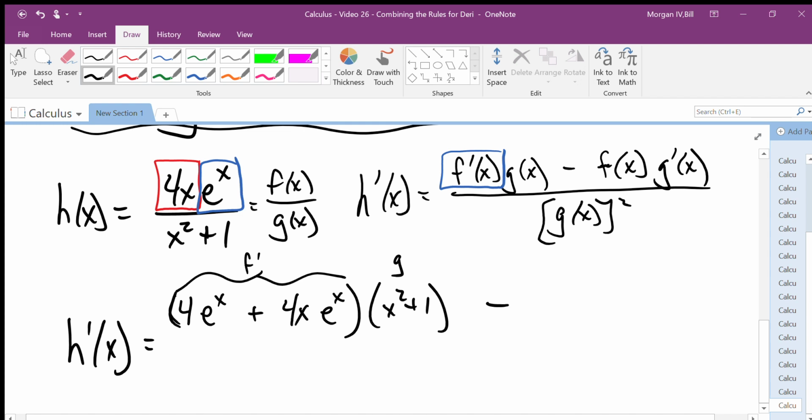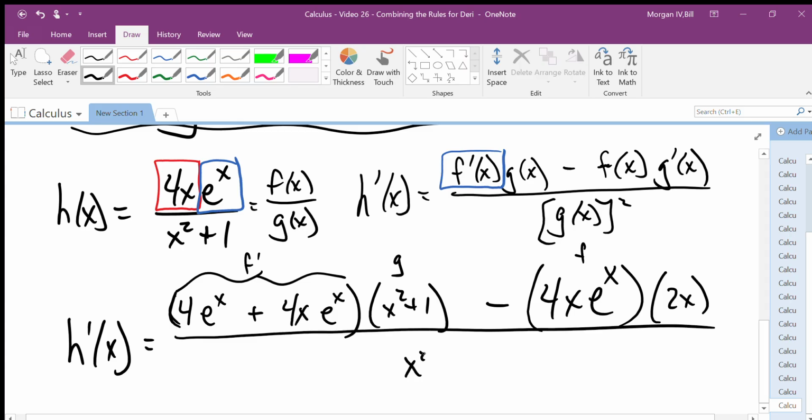Minus, now we're going to leave the f function itself. We don't have to do product rule because we're not multiplying. We're not actually taking the derivative of the f of x. We're just having f of x itself, times, so that's just f, times g prime. What is the derivative of the denominator, x squared plus 1? That's 2x, all divided by x squared plus 1 squared.